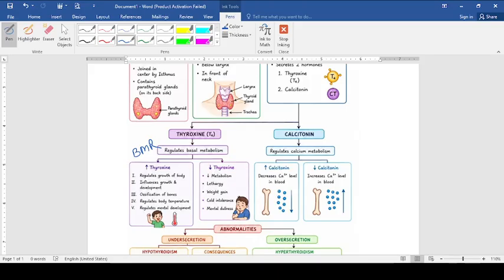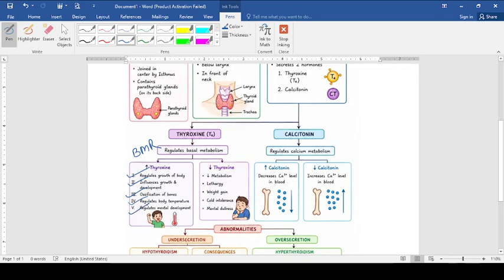This hormone does so many functions in our body, which you have to see. It regulates the overall growth of the body by regulating the metabolism. It influences growth and metabolism, ossification of the bone, and then it regulates body temperature as well as mental development.